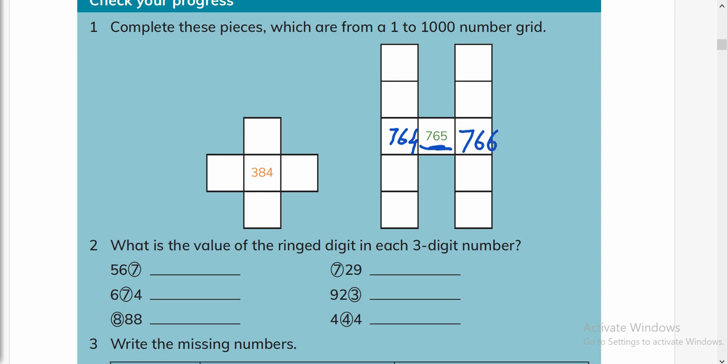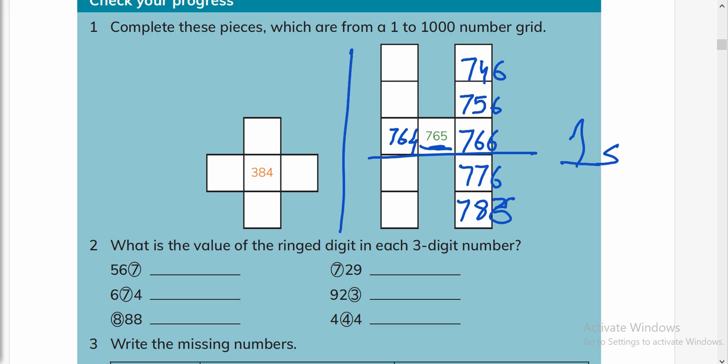When we go up, we will count in tens, like 756, 746, and downwards it is 776 and 786. Counting in tens. And left to right is counting in ones. Top to bottom is counting in tens. 764, and it will become here 754, 744. And in the middle, if you want to check, you can see that 745 is in the middle.